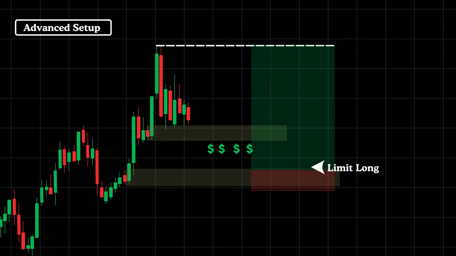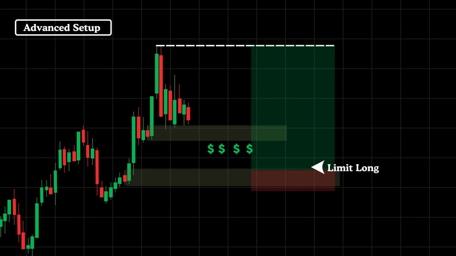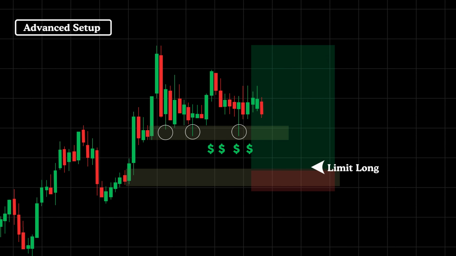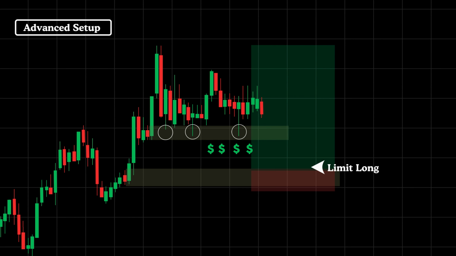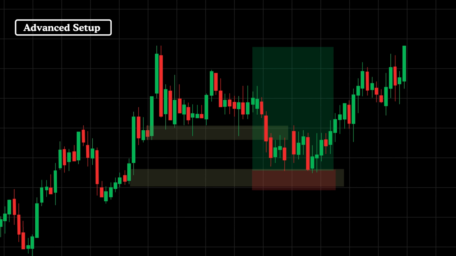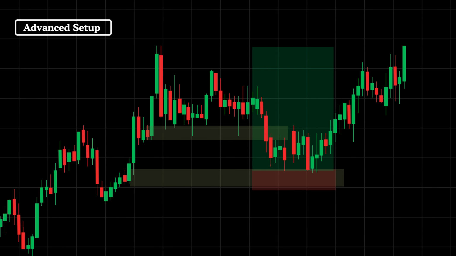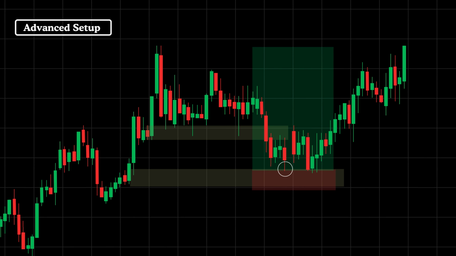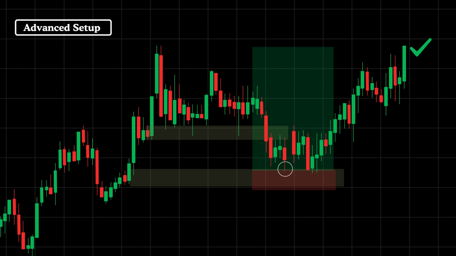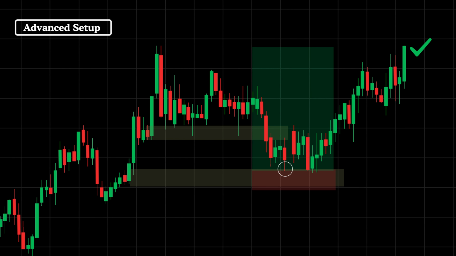We set a limit long order right at the top of the major demand zone, stop loss just below it, and a take profit at the previous highs. Now watch how price reacts. It taps the minor demand zone a couple times, showing some rejection, then finally breaks through it, sweeps the liquidity, and lands perfectly on our major demand zone, triggering our entry. From there, price bounces clean and heads straight to our take profit level. This is a textbook example of a clean and profitable liquidity-based setup.